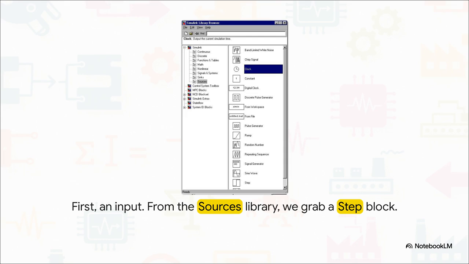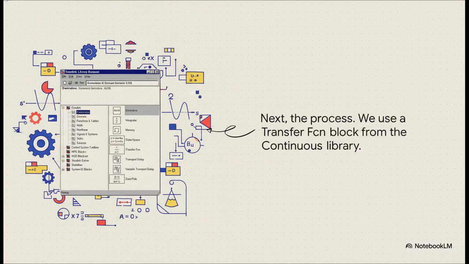It creates a sudden change in our input, which is perfect for, say, telling our reactor to go to a new temperature. Now, we need the reactor itself, the process we actually want to control. This transfer FCN block here represents that. It's basically a compact mathematical model that describes how the reactor responds to inputs based on its real-world physical properties, like heat transfer and reaction rates. It's all the physics of our system packaged up in one neat little block.